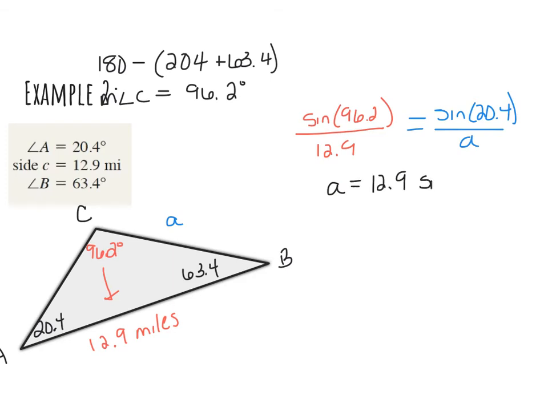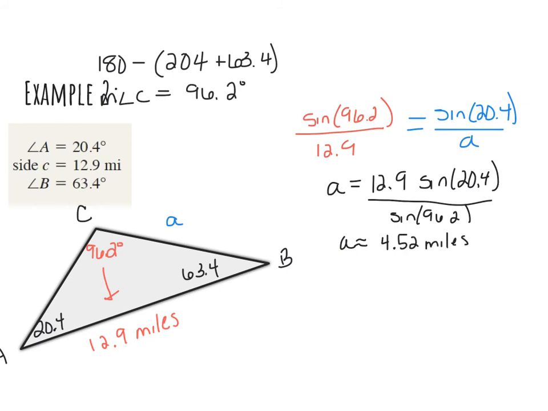So A is going to equal 12.9 sine of 20.4 divided by sine of 96.2. Plug that in the calculator and you get 4.52 miles. So it looks like now we have 5 of our 6 pieces of information. We need to find the last piece of information, which is side B.